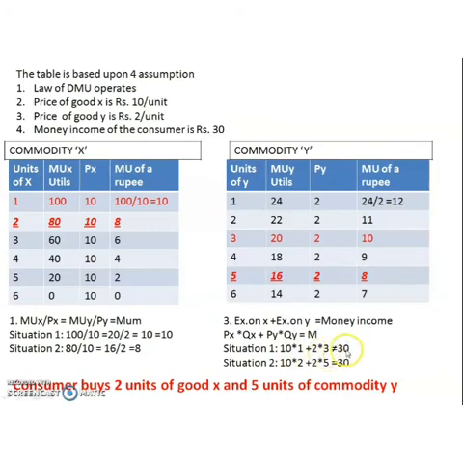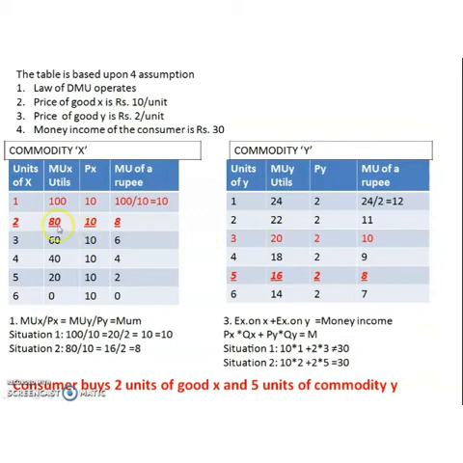That means it's not equal to our money income. As per our assumption, the money income of the consumer is rupees 30. So in the first situation, the third condition is not satisfied. That means it is not considered as the consumer equilibrium. So the first situation is not considered as the consumer equilibrium. Why? Because it satisfies the first condition but does not satisfy the third condition.